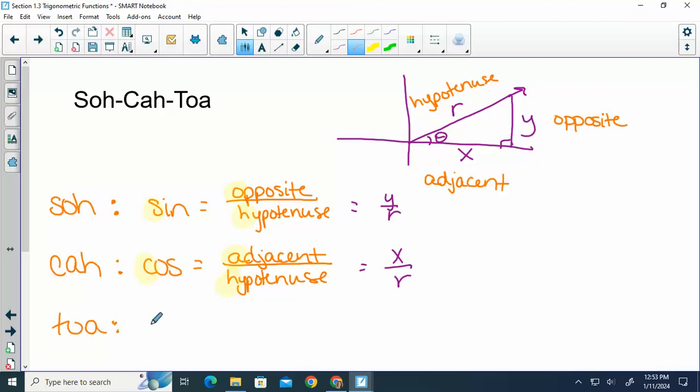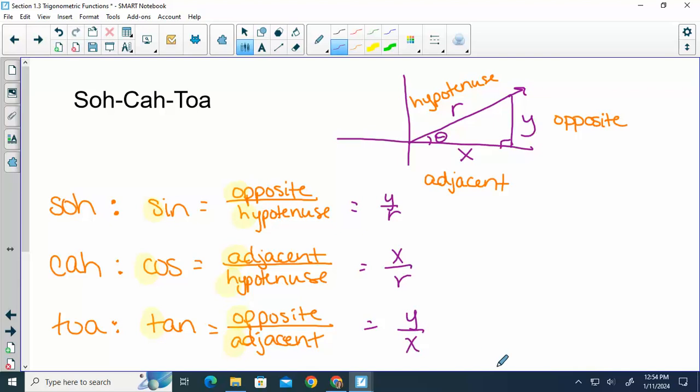TOA means that tangent is the opposite over the adjacent. Think about the picture: your opposite side is y, your adjacent is x. So same definition, just another way of remembering.